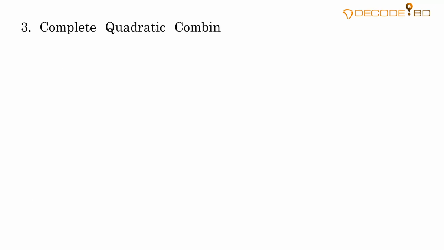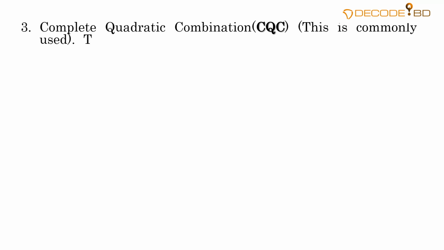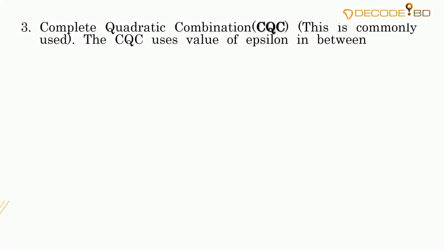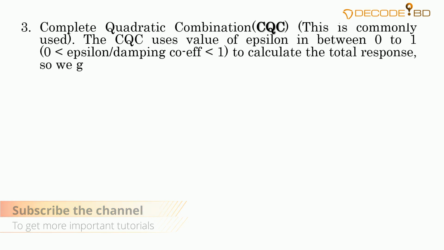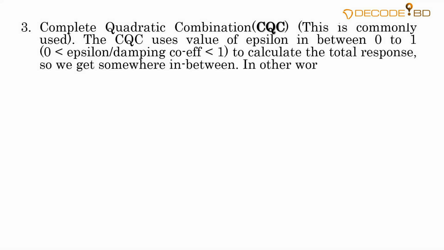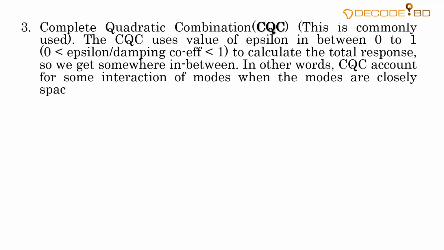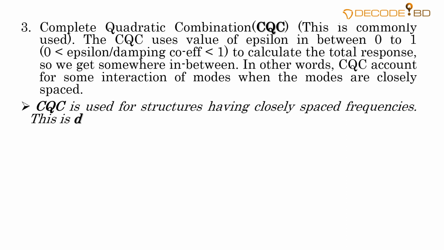Now come to number 3, complete quadratic combination, CQC. This is commonly used. The CQC uses a value of epsilon in between 0 to 1. Epsilon means damping coefficients to calculate the total response. So we get a value somewhere in between 0 to 1. In other words, CQC accounts for some interaction of modes when the modes are closely spaced. CQC is used for structures having closely spaced frequencies, that means time periods. This is the default and preferred modal combination.